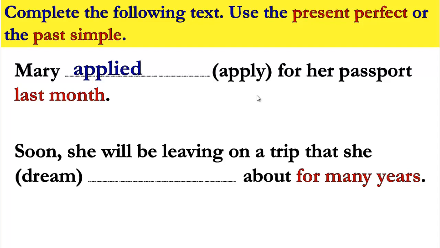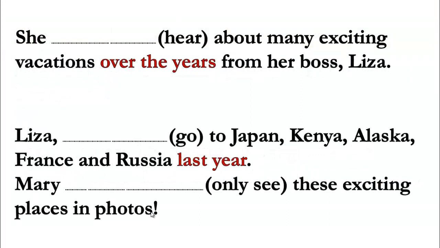Soon, she will be leaving on a trip that we have dream here between the two brackets, about for many years. Do we have the time here in the past? Is the time mentioned? Excellent. The time is not mentioned here. So we are going to use, yes, that's right, present perfect. Look at this one. You have what here? She has or she have? Yes, she has. And verb 3 from dream? Yes, dreamed. And also you can say dreamed. But here she has dreamed about for many years. Well done. Let's practice more here.